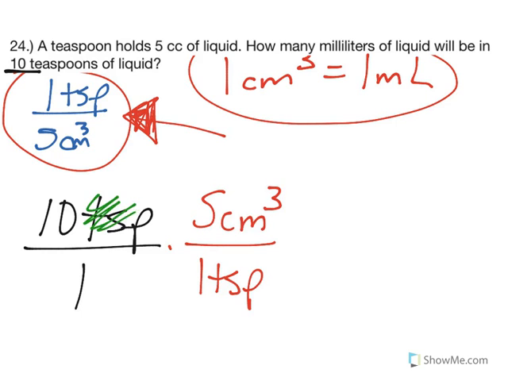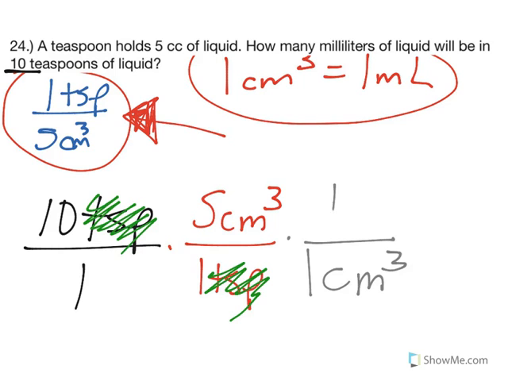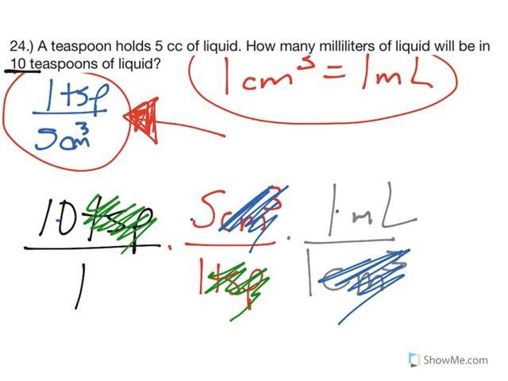So that right there makes my teaspoons go away. Well, I know that 1 cubic centimeter is 1 milliliter, and that makes centimeters go away. So when I multiply 10 times 5 times 1, I've got 50 milliliters. That's kind of a different problem because you got the whole teaspoon aspect and cubic centimeter thing. It's a little bit different.